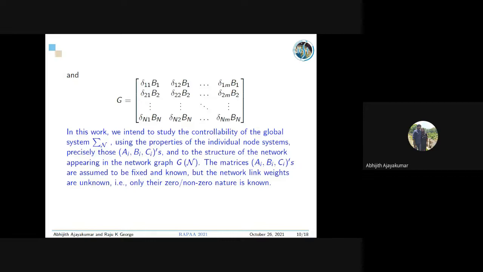Ai, Bi, Ci are known, we know the exact values of the entries. So here we will be checking the controllability of the system where the matrices gamma and delta are in parametric form.